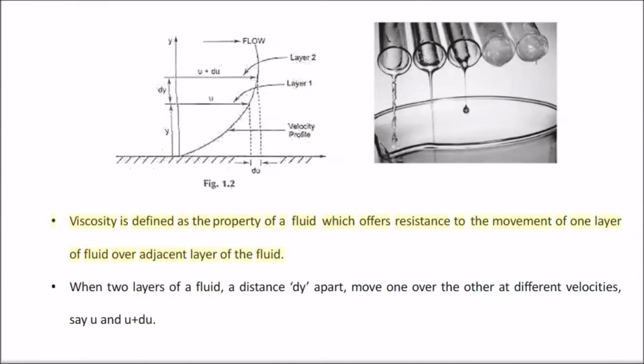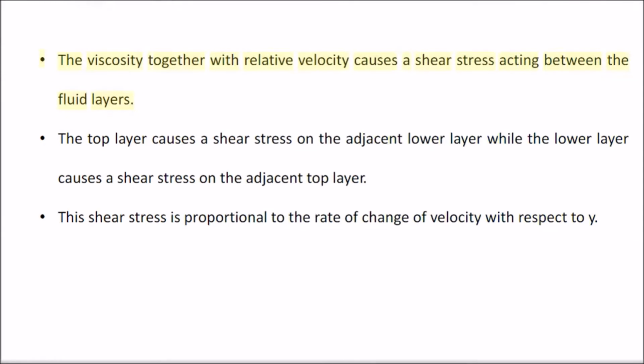Viscosity is defined as the property of a fluid which offers resistance to the movement of one layer of fluid over an adjacent layer of the fluid. When two layers of a fluid, a distance dy apart, move one over the other at different velocities, say u and u + du, the viscosity together with relative velocity causes a shear stress acting between the fluid layers. The top layer causes a shear stress on the adjacent lower layer while the lower layer causes a shear stress on the adjacent top layer. This shear stress is proportional to the rate of change of velocity with respect to y.